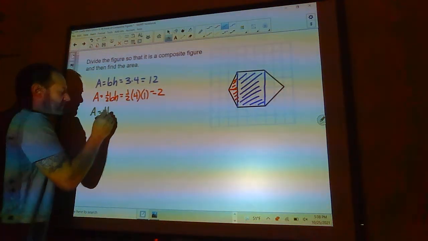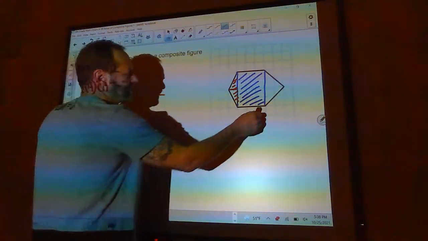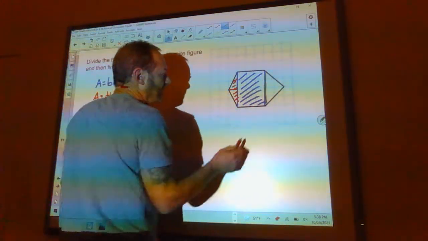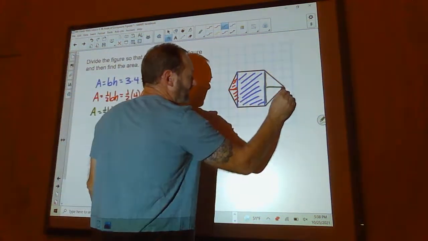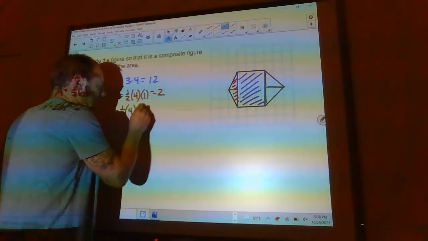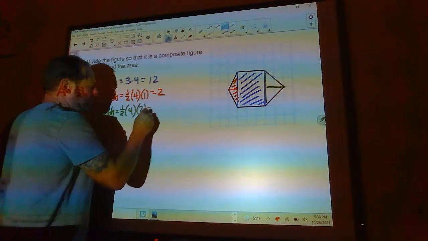That's going to be half the base times the height. So that's, again, the base is 4 right here. Okay. And the height of this one is right there. That's 2. So then this is half of 4 is 2, and 2 times 2 is 4.